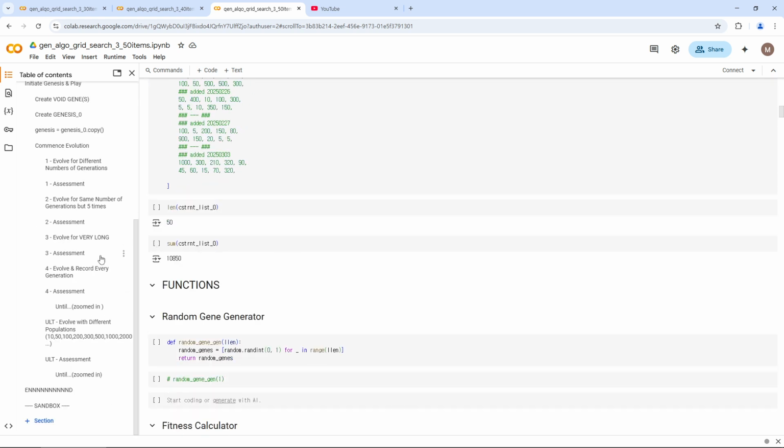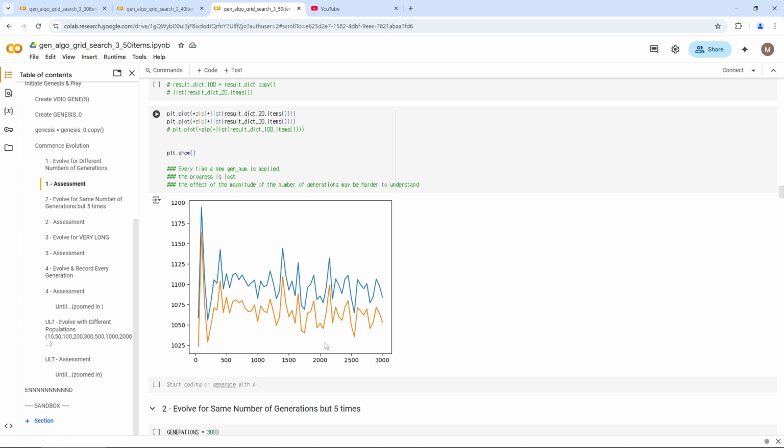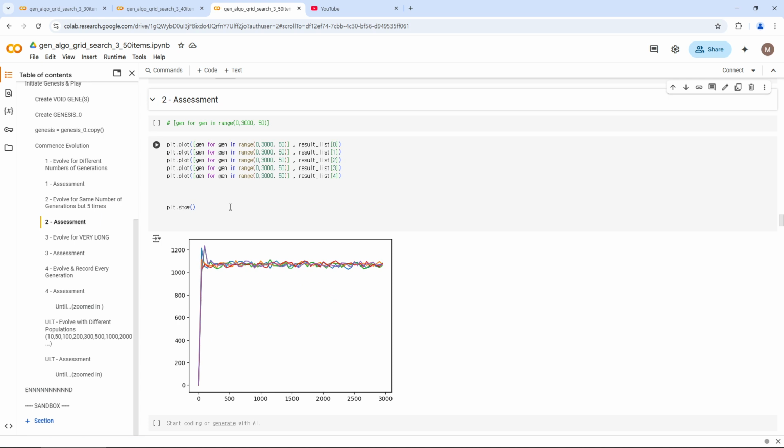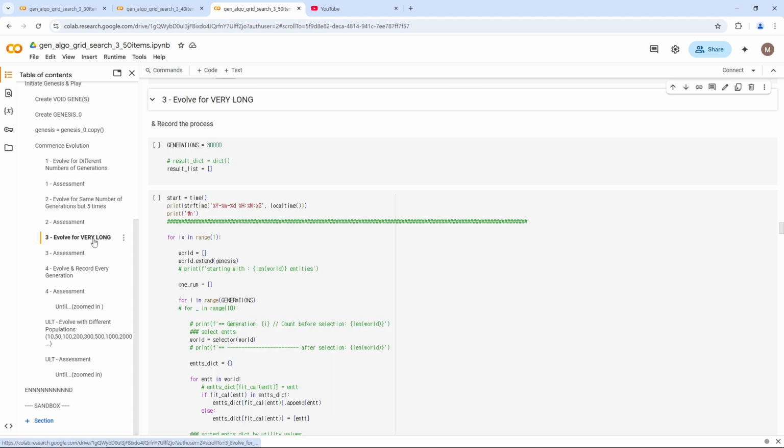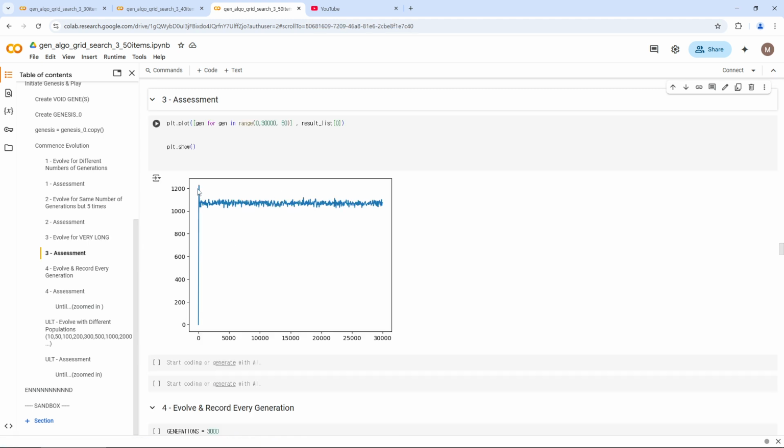And when I run that, the first one, it oscillates, and there's a huge peak there. See, this is already unusual. The second one, where I evolve it for 3000 generations but 5 times, we see another peak, and it comes back down, which is at around less than 1100. The peak is at about 1200. So this is more than a 10% decrease. The dip is even bigger here. And then evolve it for very long, for 3000 generations, and we assess it. As we can see here, it reaches 1200.